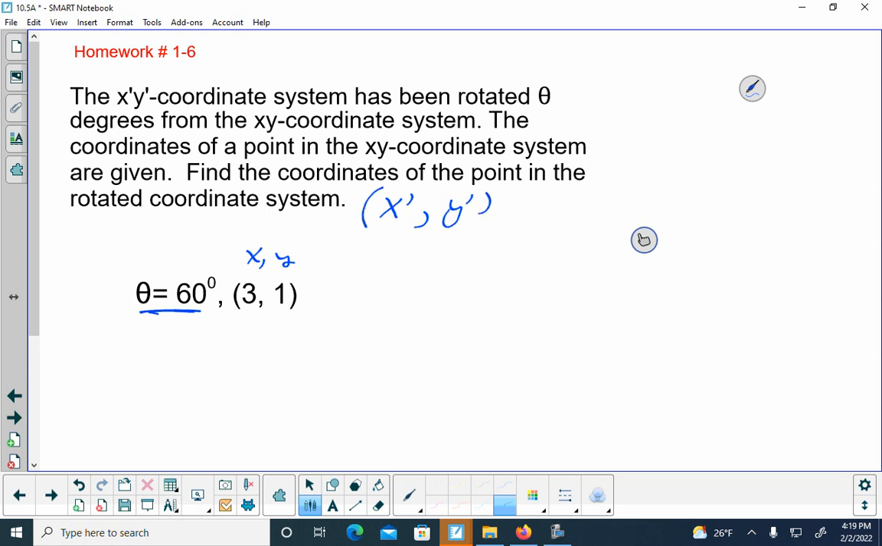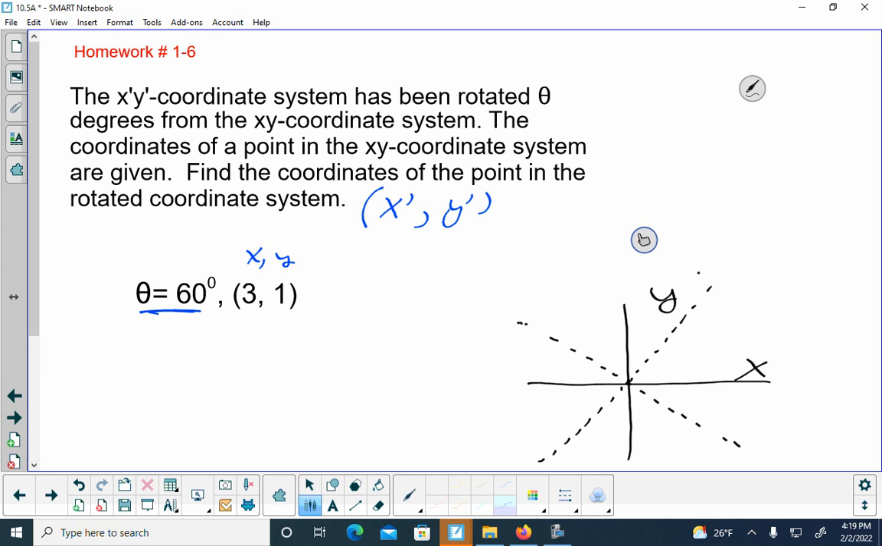Basically, what is happening here is you have your normal xy axes. They're telling me that I'm rotating that 60 degrees, so I'm going to do my best to draw a 60-degree rotation. And I want to make this one perpendicular.